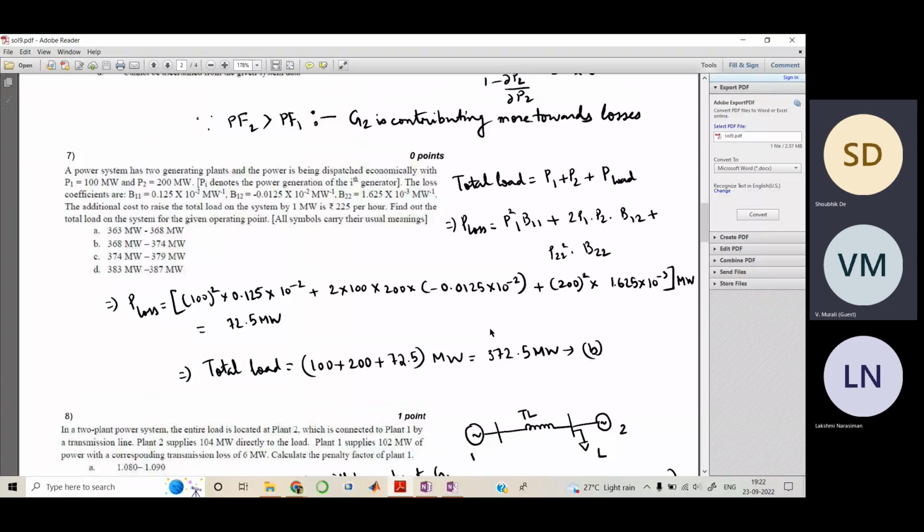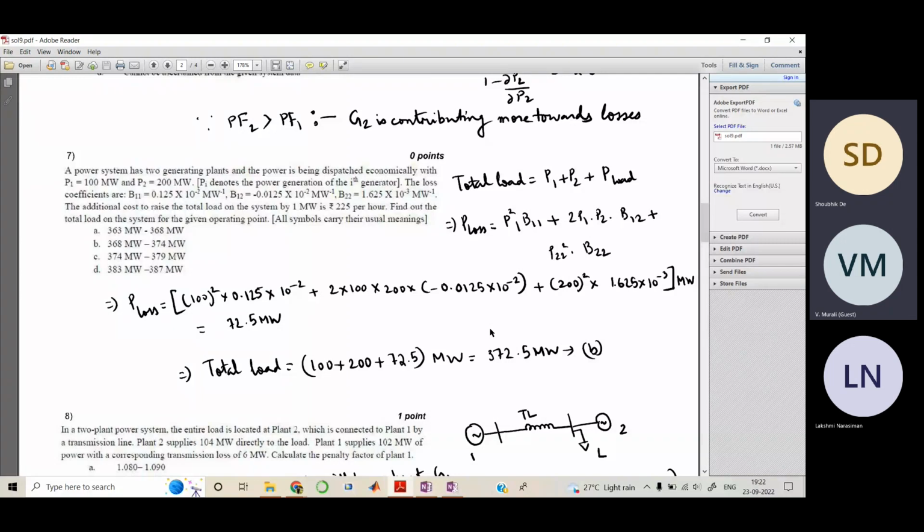See, P1 is not the total. P1 is the power which is being generated only at station 1, right? The power which is being generated at any station, after the step up transformer, is fed directly to the transmission line. So P1 is that. Similarly, your P2 is that.